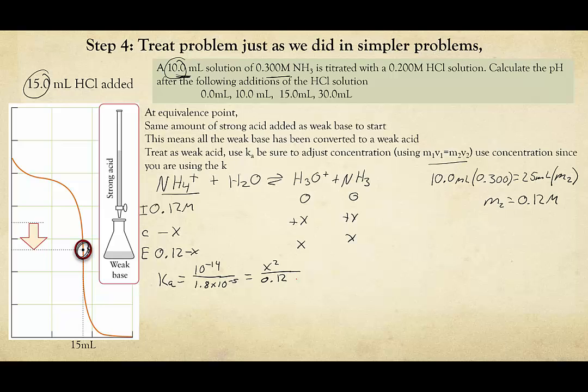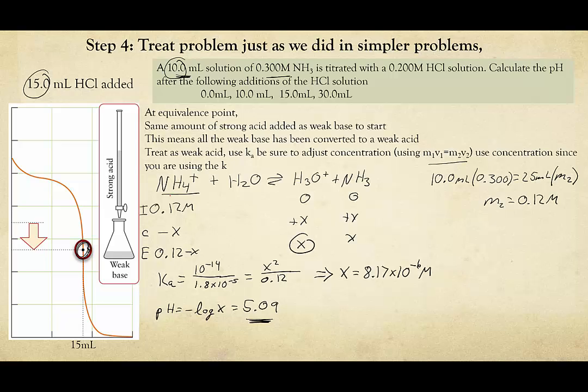From here, we'll solve for x and use the fact that x is equal to the hydronium ion concentration to solve for pH, using pH is equal to the negative log of x. We can see now that while we started with a weak base, we used HCl to convert all of that weak base into a weak acid. And we see that our pH is in fact lower than 7. That's because we had a weak acid solution after we converted all of our weak base into a weak acid.